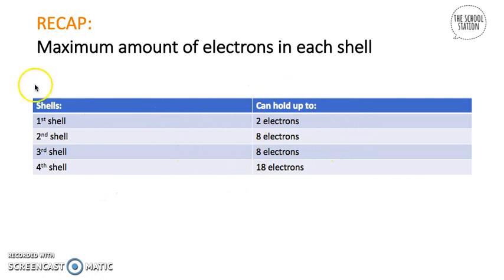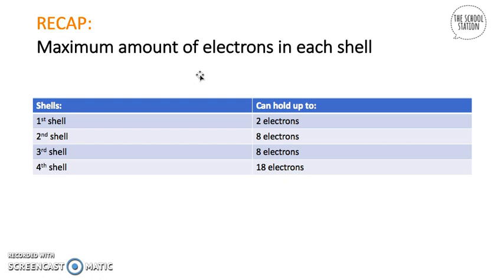We have to know that for the first shell, if we have 3 electrons, like for example in lithium, after we have filled up the first shell with 2 electrons, we can't just add 1 more electron to the first shell. We have to go straight to the second shell because the first shell can only hold up to 2 electrons. Therefore, it's really important to memorize this table and know the maximum amount of electrons in each shell, because they're really important to understand today's lesson.